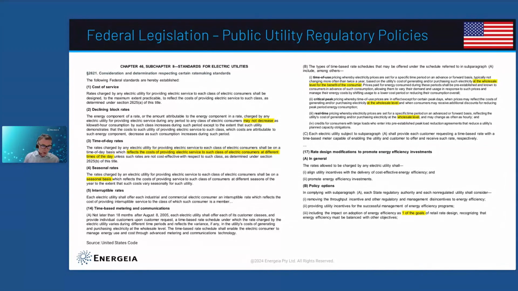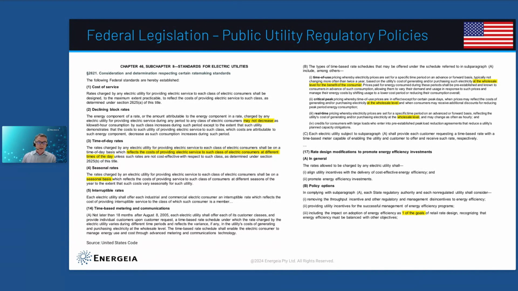What would be appropriate? And we'll talk about that in the rest of the presentation. The other thing I wanted to call out here is that in the federal legislation, there still is language around promoting energy efficiency. It hasn't moved to electrification encouragement, but it does recognize it is one of the goals of rate design, and that there are other objectives.